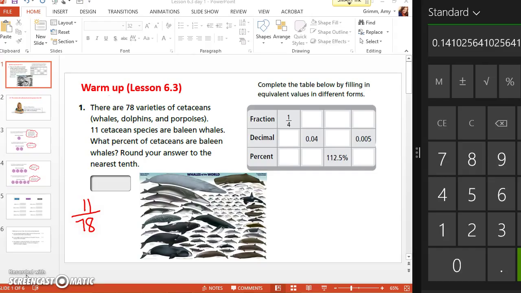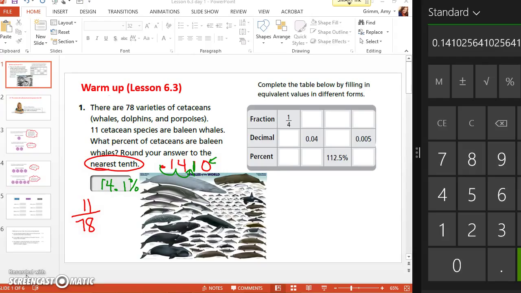Very good. And this says round your answer to the nearest 10. So the number up there is 0.1410. If I move it 1 time, 2 times, and this is a 0, that's not going to change that. So it's going to stay a 1. So it's going to be 14.1. It's 14.1%. Questions on that one? Okay, then moving over to complete the table by filling in the equivalent values.